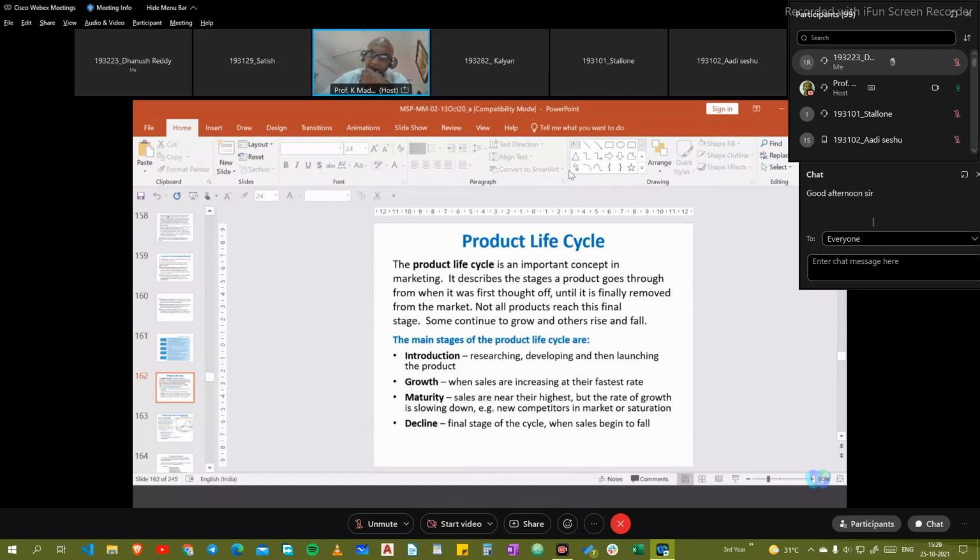Have you seen a product which has a very short life cycle? Can somebody name a type of product which has a very short life cycle and a product portfolio that probably continues? Can somebody think of it?